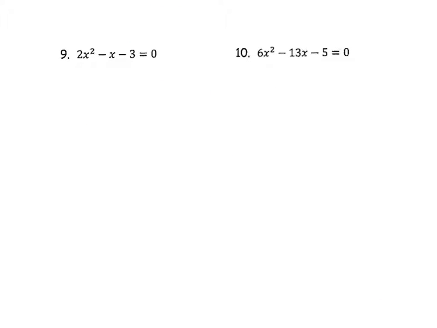Okay, number 9. What makes 2? What makes 3? But I need a negative 1 in the middle. See this negative 1 right here? So, 2 times 1 is 2. 1 times 3 is 3. 2 and 3.